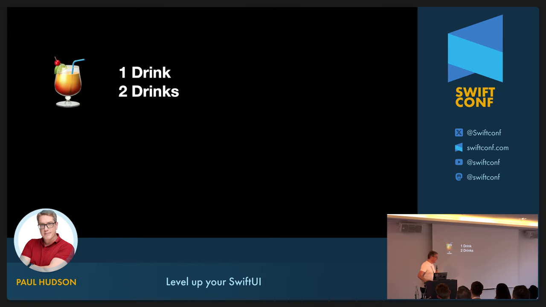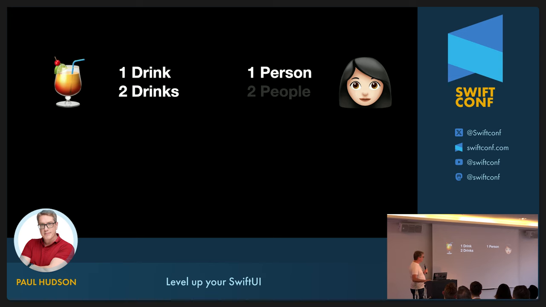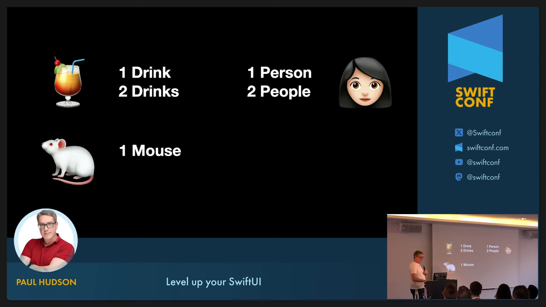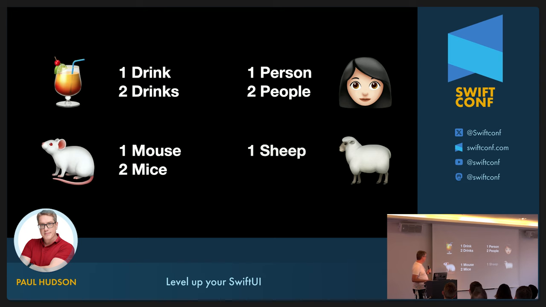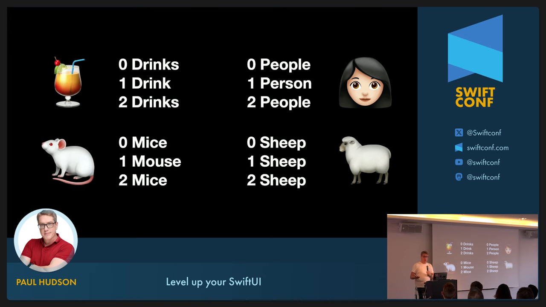You'll know we say we have one drink and two drinks. You think, oh, this is very easy. And you say, well, there's one person, but there's two people. There is one mouse, but two mice. And my favorite, personally, is sheep. We have one sheep and we have two sheep. And quite brilliantly, when we have none of those things, we also use plurals. Because, obviously, this is clearly infuriating, right? No one wants to deal with this.